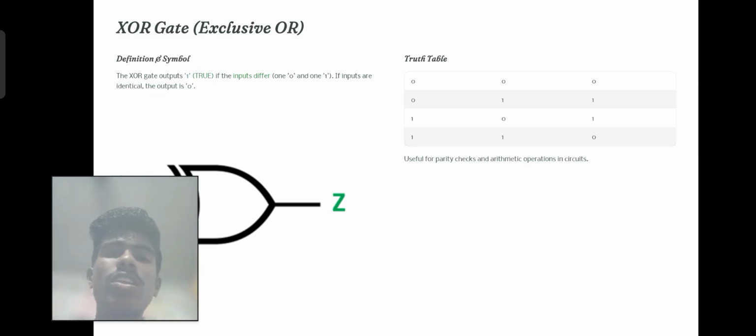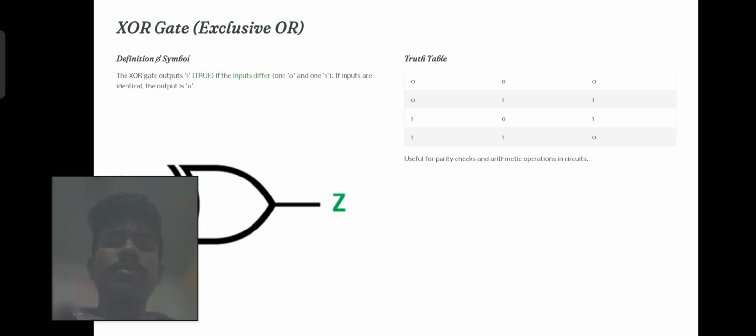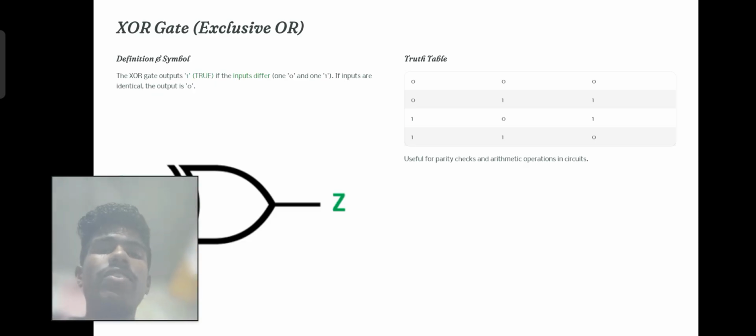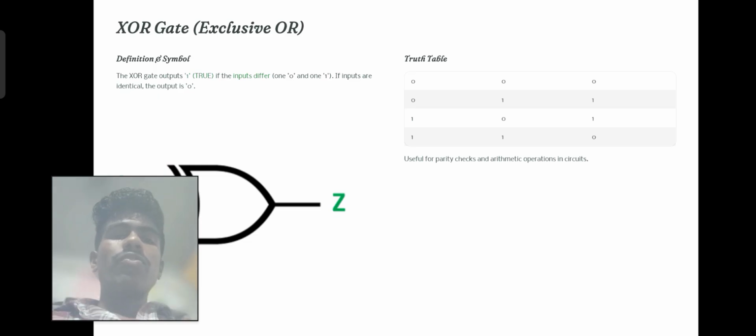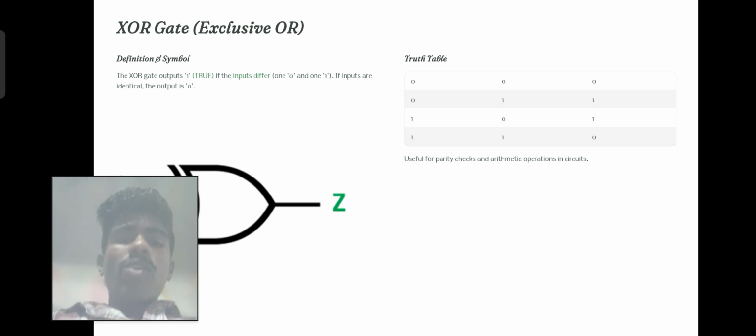The XOR of a number of variables assumes a one state only when an odd number of input variables assume a one state. The Boolean expression whose value is equal to 1 when an odd number of its variables are equal to 1 is called an odd function.